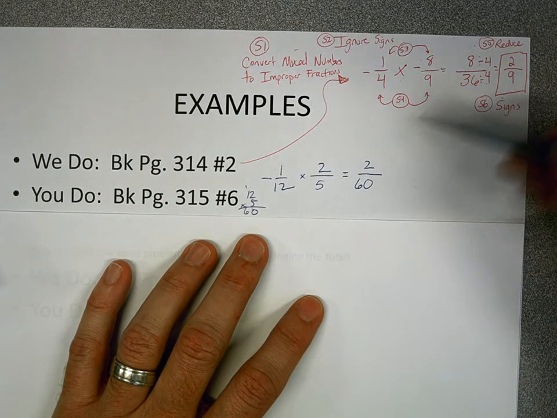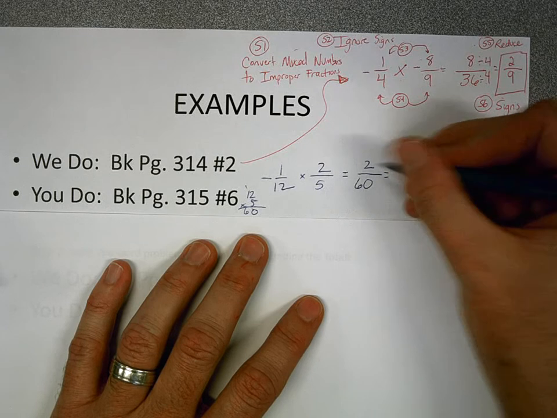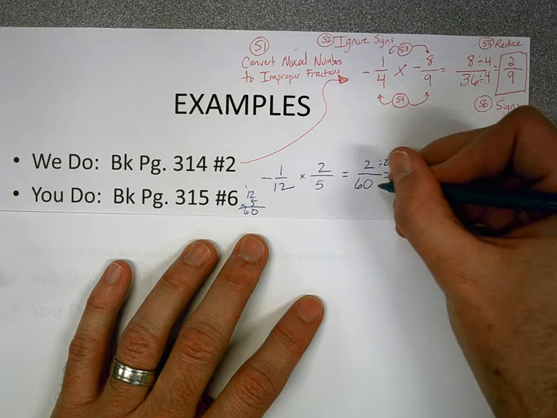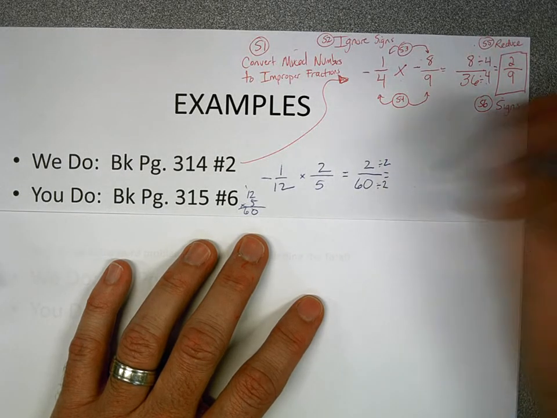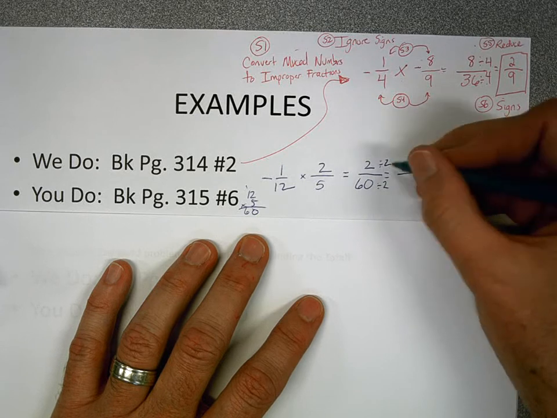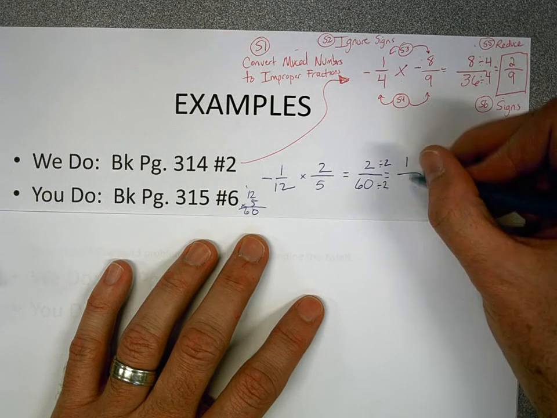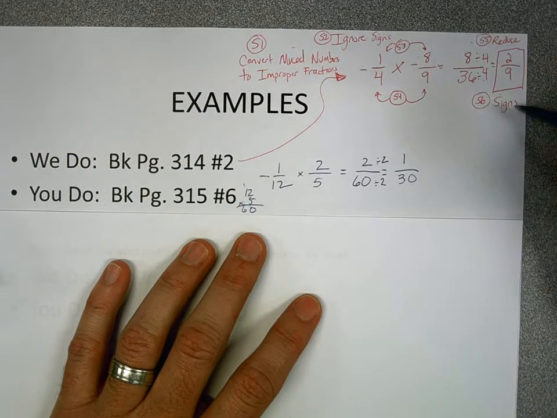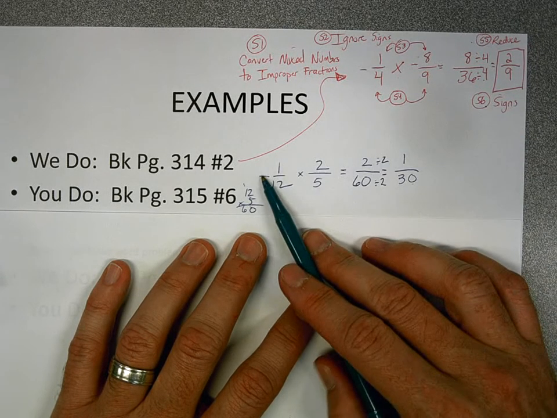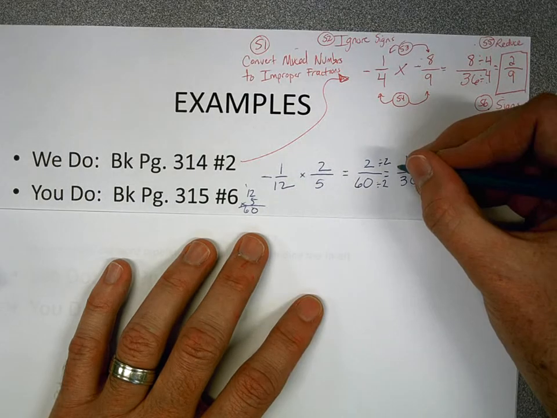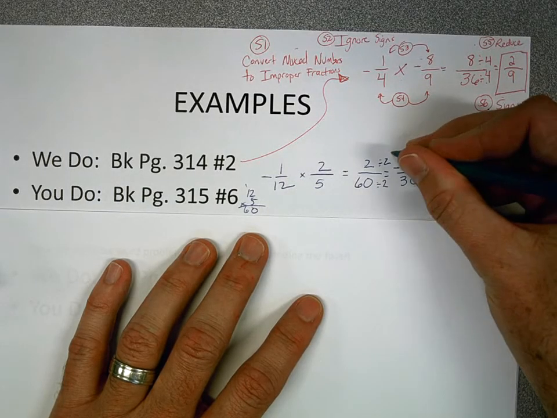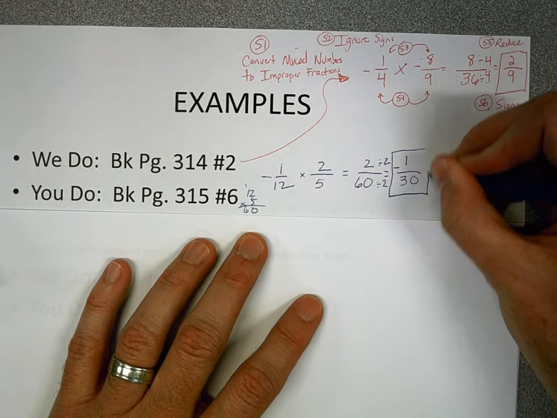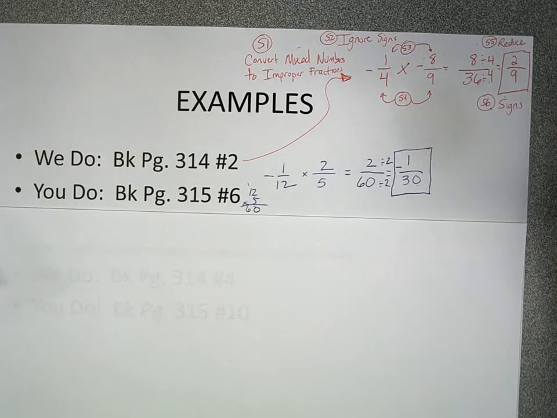And then, of course, the next thing we need to do is reduce. In this case, they're both even numbers. So I know for sure that I can reduce by 2, which means we're just splitting these numbers in half. So 2 divided by 2 is 1. 60 divided by 2 is 30. Then the last part, do not forget, such a small thing, but it's so important, and that is the signs. I have a negative times a positive. And ladies and gentlemen, if they're different, our answer is a negative. So negative 1/30.